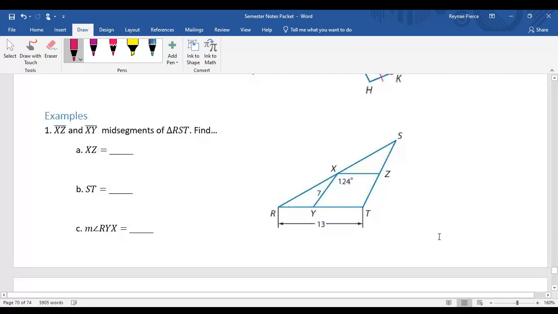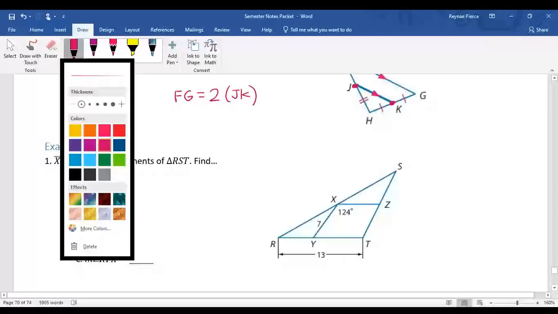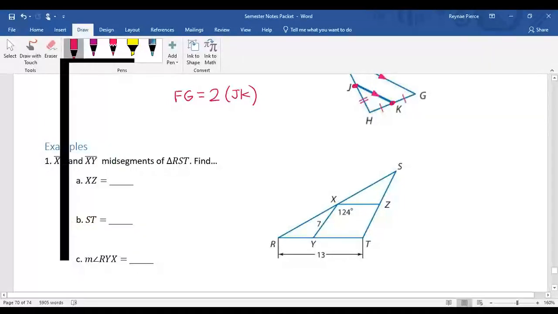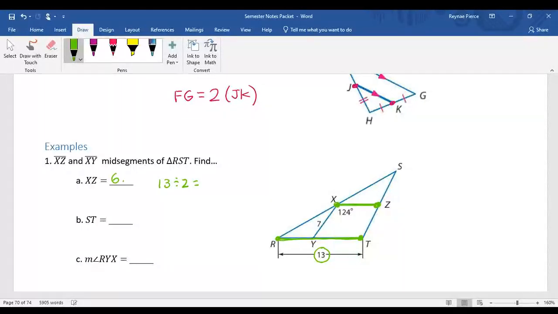Okay, so here, if XZ and XY are midsegments, we want to find the length here first of XZ. Here, XZ does not intersect RT here. Okay, so those are the 2 segments we're going to focus on first. And remember, the midsegment is half of the third side. So XZ is going to be half of 13. So XZ is 6.5.